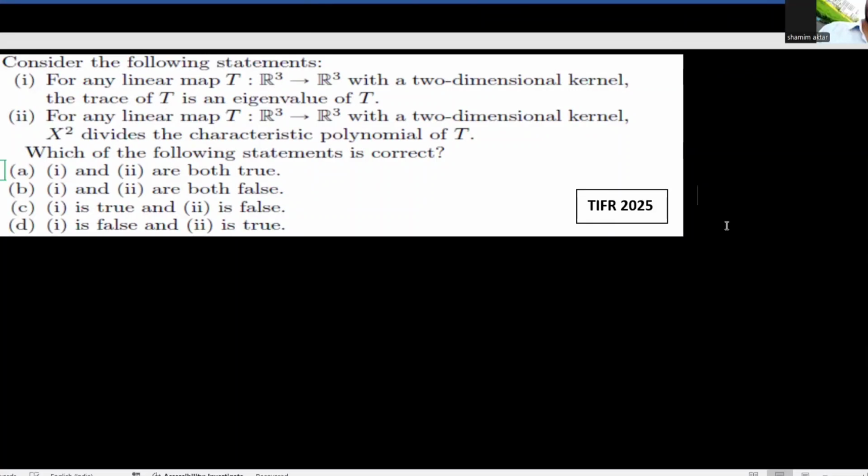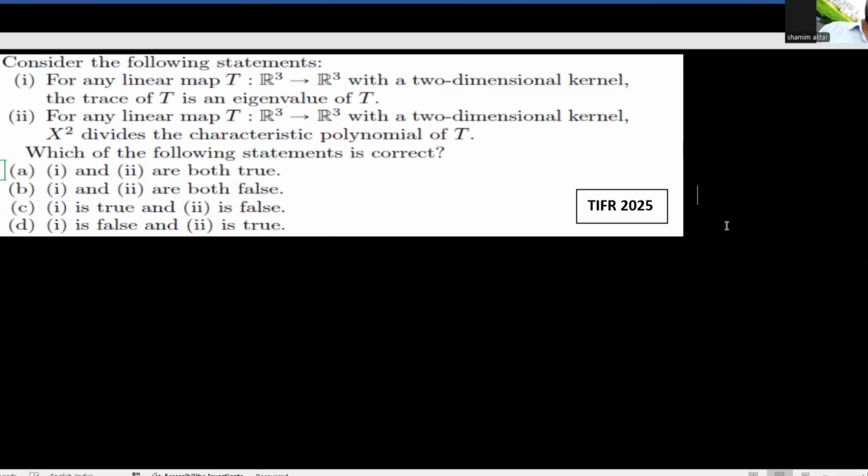Today we will discuss a question of TIFR exam 2025. Okay, the question is: consider the following statement for any linear map T from R3 to R3 with a two-dimensional kernel. Then the trace of T is an eigenvalue of T.